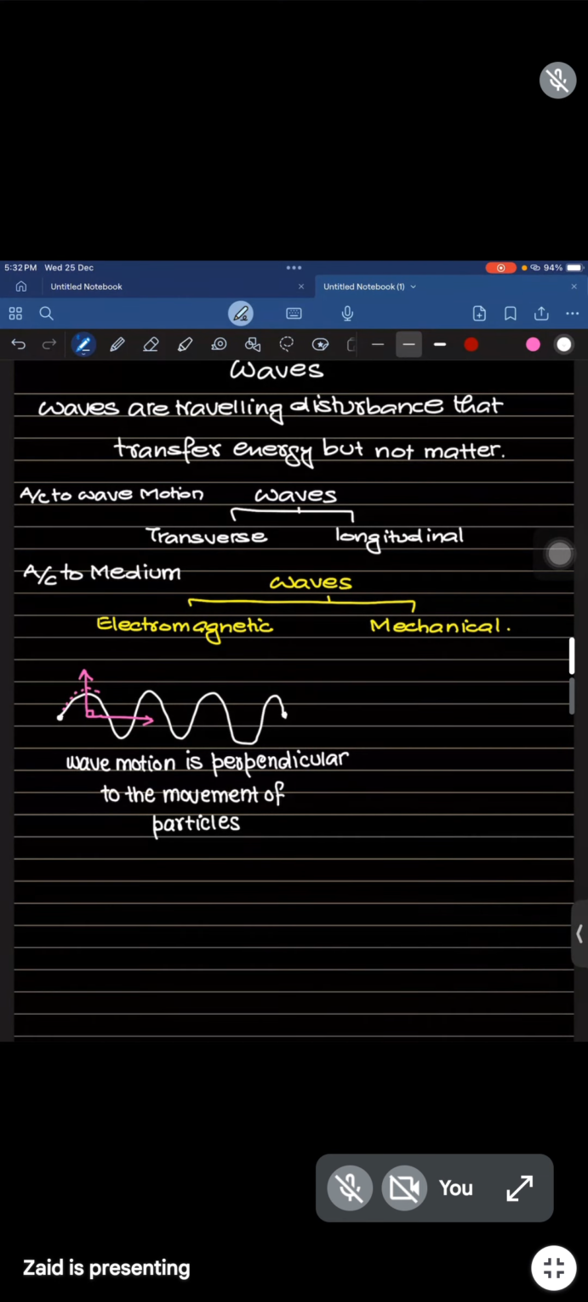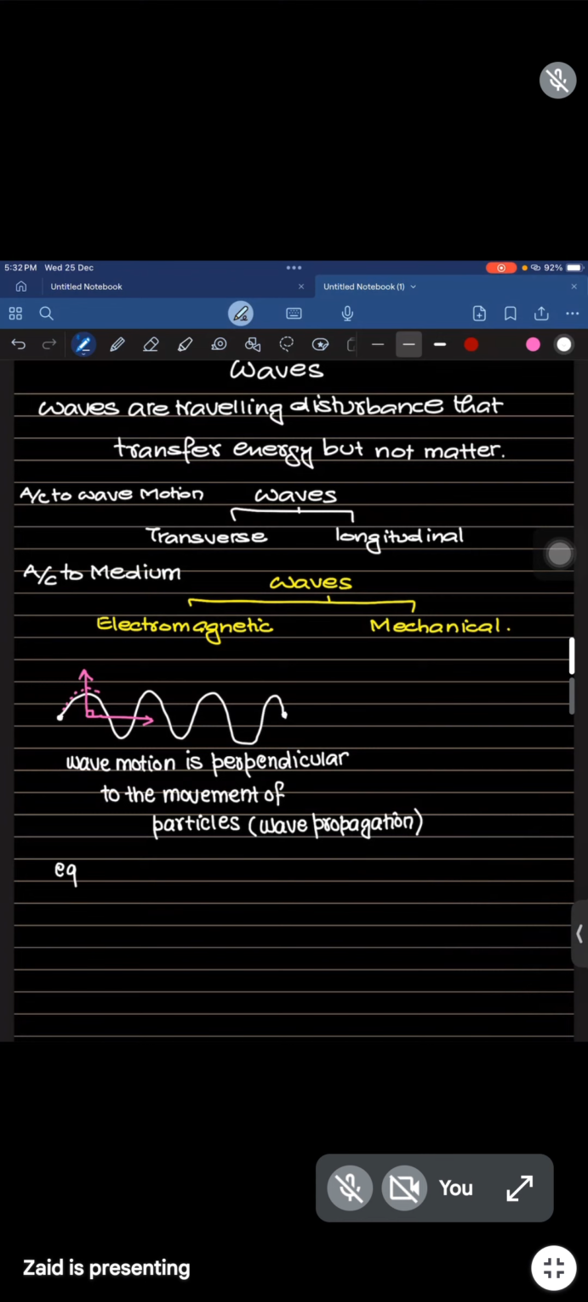This is for transverse waves only, in which the wave motion is perpendicular to the movement of the particles. You can call that the wave propagation. Okay. So if someone asks you what transverse waves are, you'll say the wave is moving forward and the particle is moving up and down. So they are perpendicular to each other. So wave motion is perpendicular to the wave propagation. Is it clear?